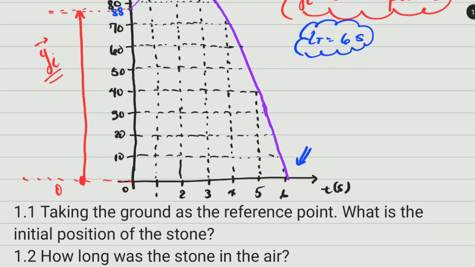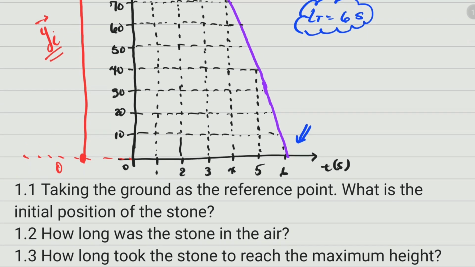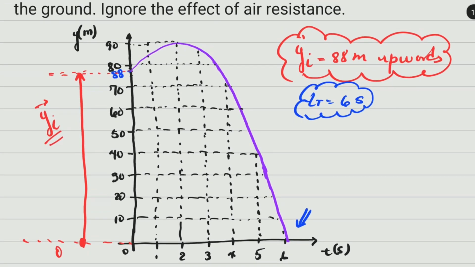Now, next question. These first ones are quite easy. How long did the stone take to reach the maximum height? So let's go there. Where is the maximum height here? The maximum height is represented by this point here. This one here is the maximum height that the stone reaches.